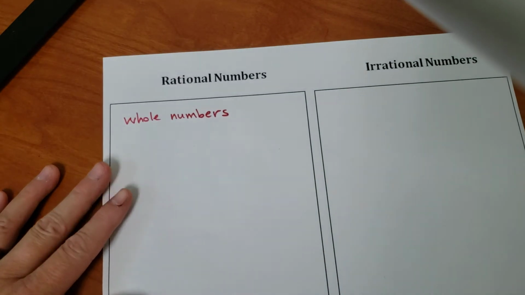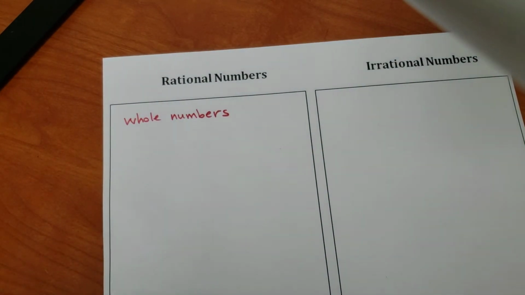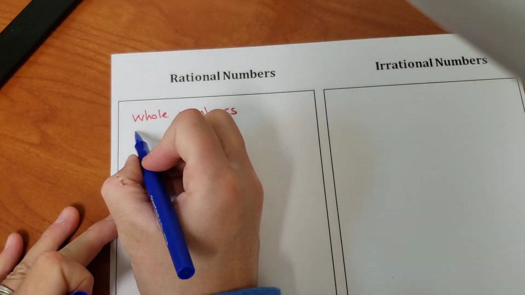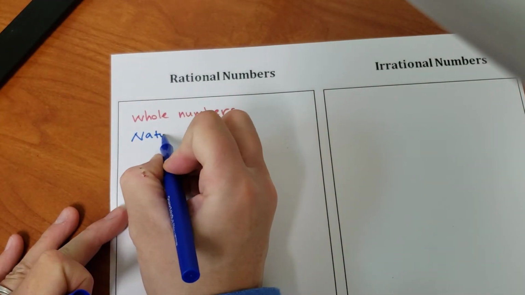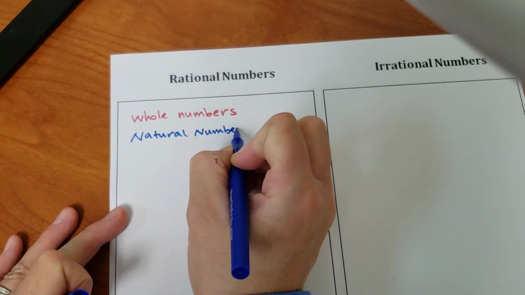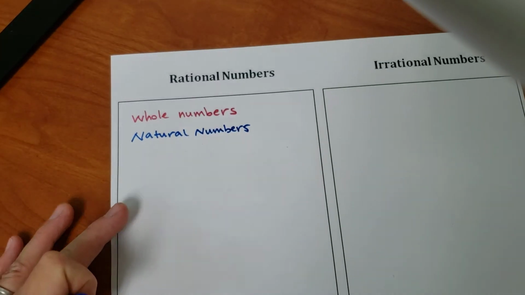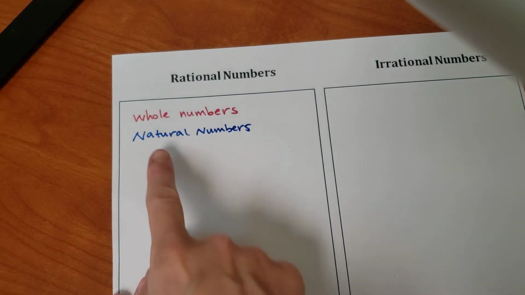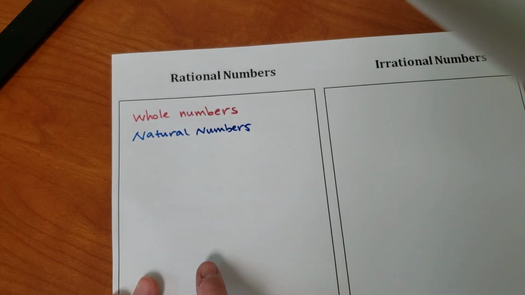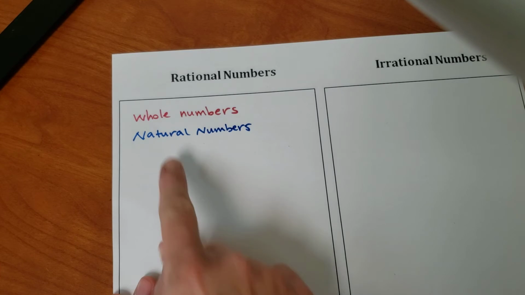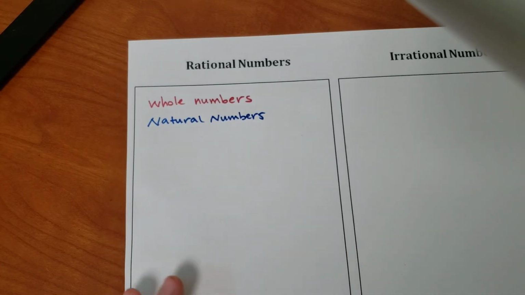And whole numbers are like the numbers 0, 1, 2, 3, 4, 5, and so on. The other set of numbers that's rational would be our natural numbers. And that would be numbers that you naturally just count with, 1, 2, 3, 4, 5. So they're a lot like whole numbers. The only additional number that belongs in the whole number category would be the number 0. That's not a natural number because we don't count with 0.